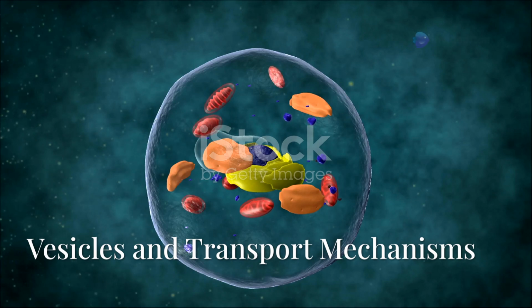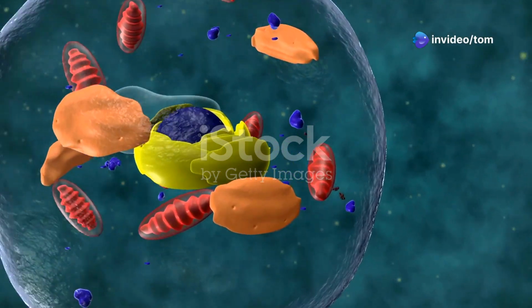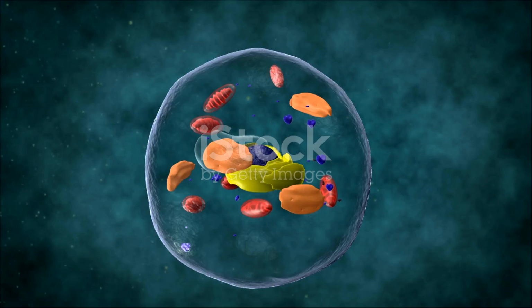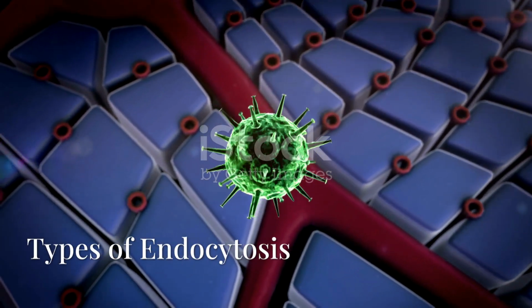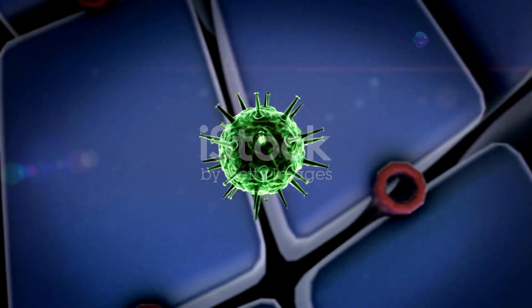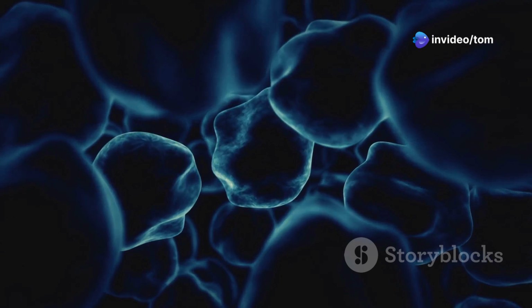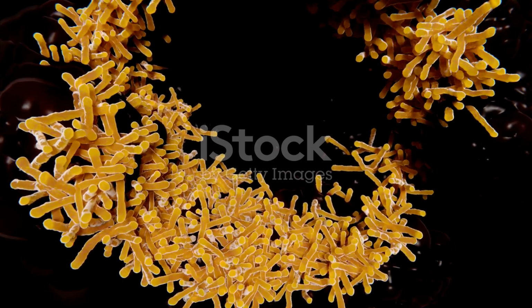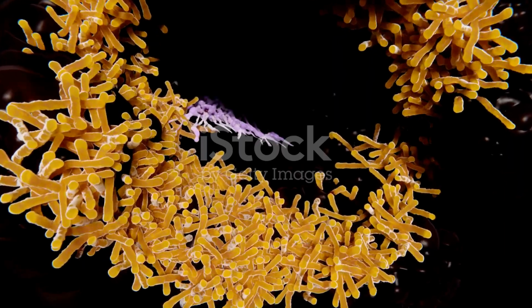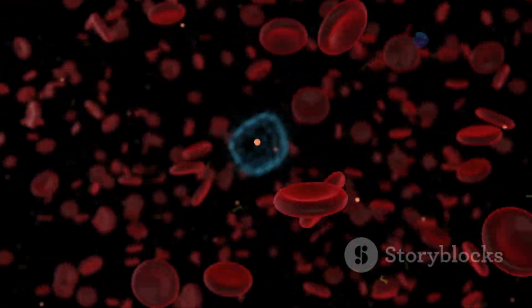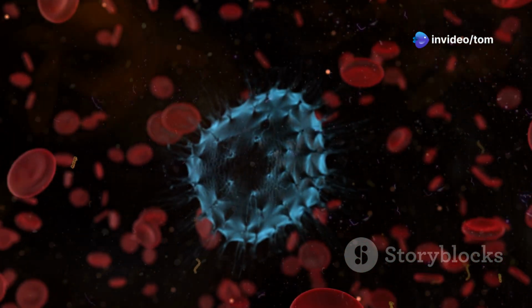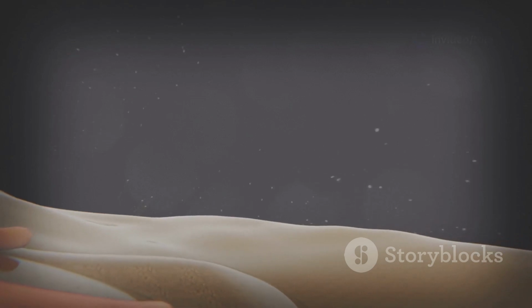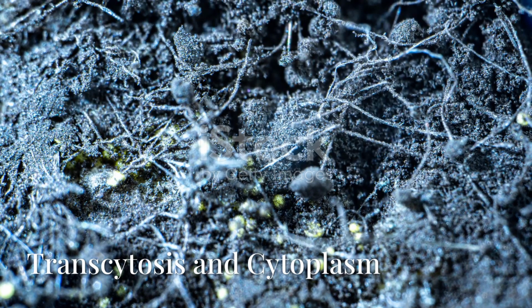A vesicle is a small spherical sac. A variety of substances are transported in vesicles from one structure to another within cells. Receptor-mediated endocytosis is a highly selective type of endocytosis by which cells take up specific ligands. Phagocytosis is a form of endocytosis in which the cell engulfs large solid particles such as worn-out cells, whole bacteria, or viruses. Pinocytosis is a form of endocytosis in which tiny droplets of extracellular fluid are taken up.